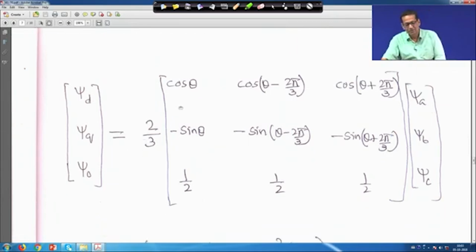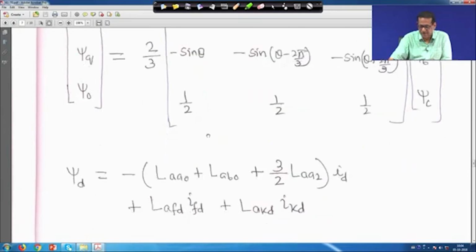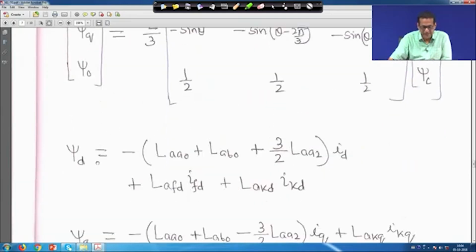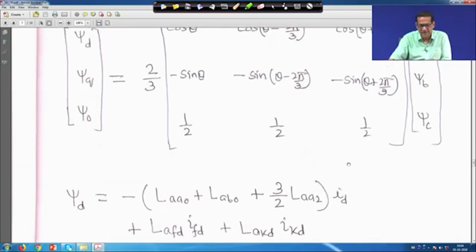With 2/3, the first row is cos theta, cos(theta minus 2 pi by 3), cos(theta plus 2 pi by 3). The second row is minus sin theta, minus sin(theta minus 2 pi by 3), minus sin(theta plus 2 pi by 3), and the third row is half, half, half, multiplying psi a, psi b, psi c. Same for flux linkages, and therefore we can write psi d is equal to minus (LA0 plus LAB0 plus 3 by 2 LA2) ID.